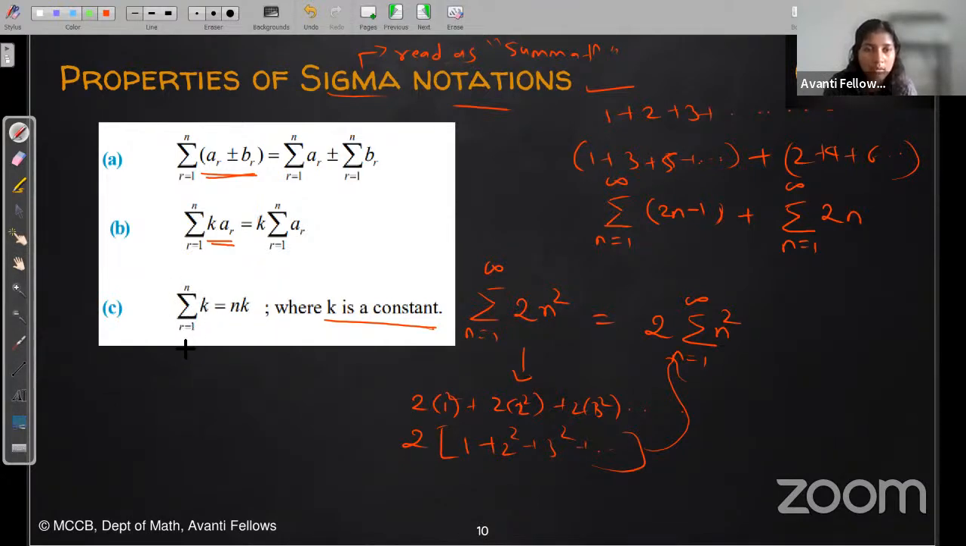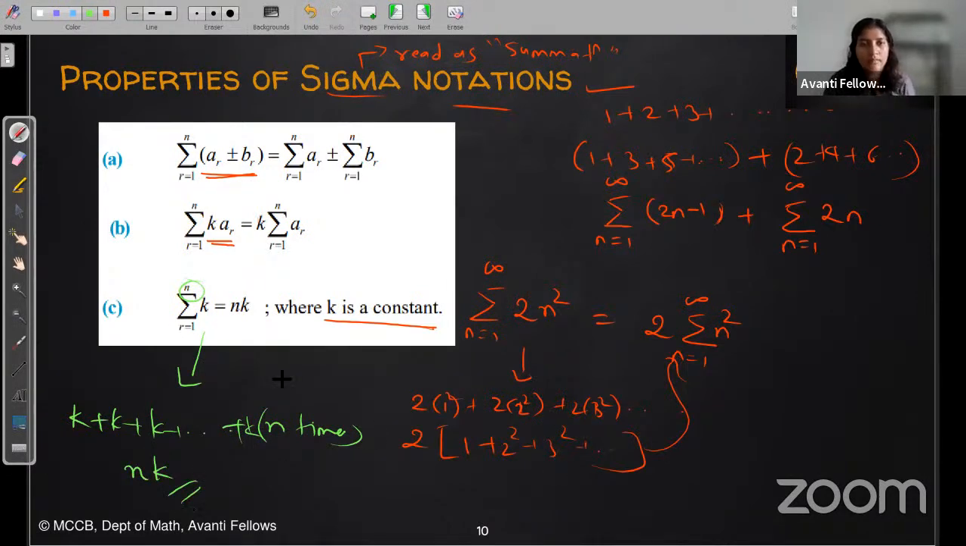So similarly, in the third case, summation of k can be written as n into k. It's a constant term, so k is a constant. From r is equal to 1 to n means what? We are running k from r is equal to 1 to n, meaning we are adding k plus k plus k, and so on, up to n terms, right? So up to n times we are adding it. When we add k n times, what will we get? We will get n into k, isn't it? So summation of k can be written as n into k.